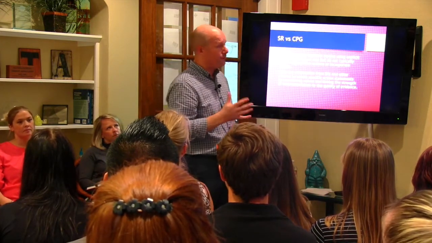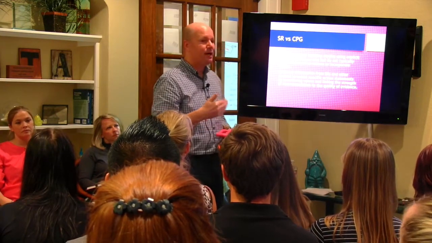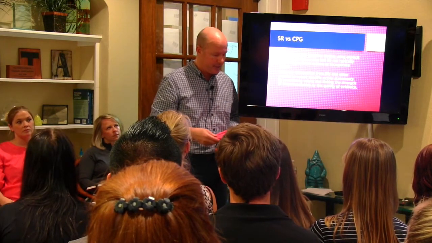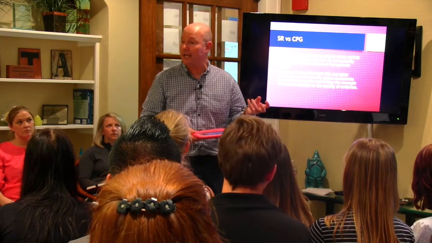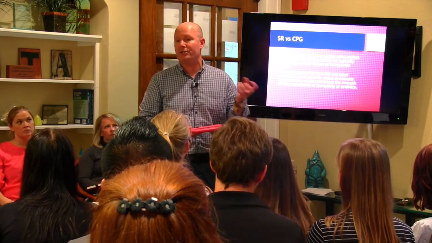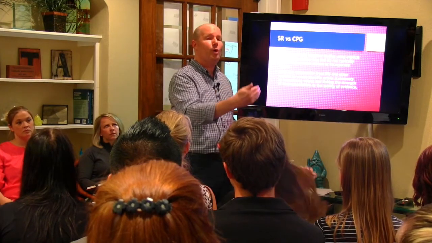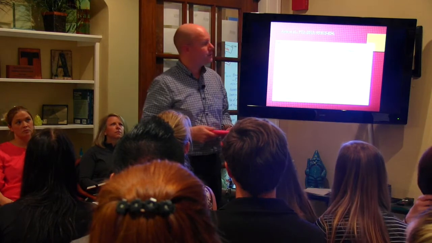So again, the major difference between systematic reviews and clinical practice guidelines is that the SRs are identifying and combining studies using an explicit methodology, and the CPGs, the clinical practice guidelines, are using that information to make the decision. So typically, systematic reviews don't go to the point of making the recommendation. They simply answer yes or no, the treatment works.